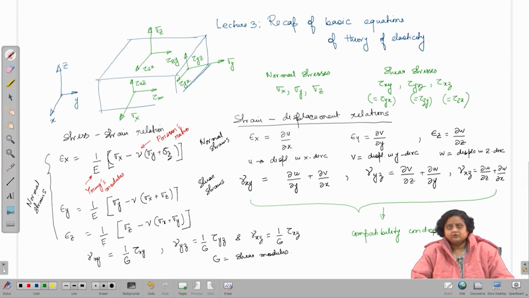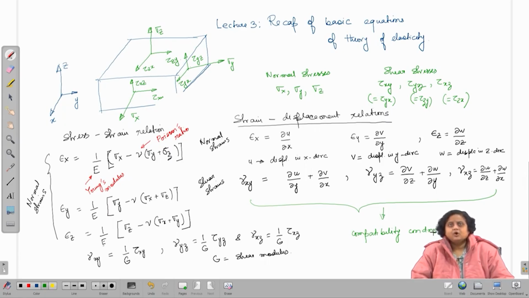One of the good textbooks is the textbook by Timoshenko, The Theory of Elasticity. That book I mostly follow, and it is a good book to follow to get a recap of the theory of elasticity.